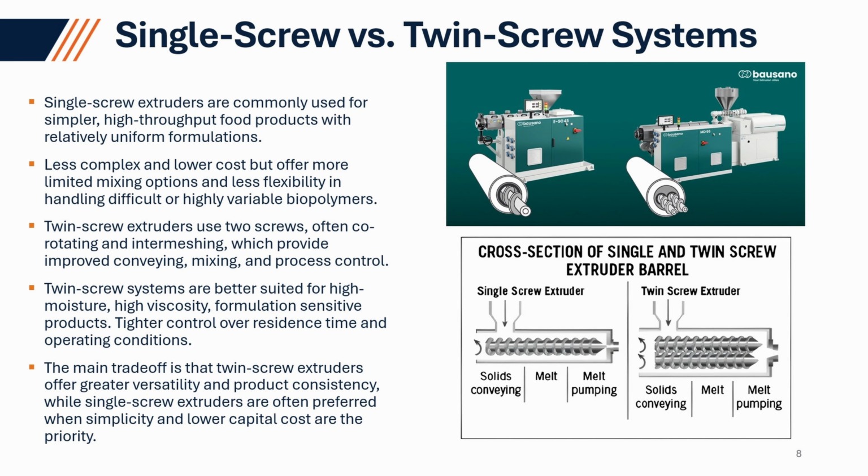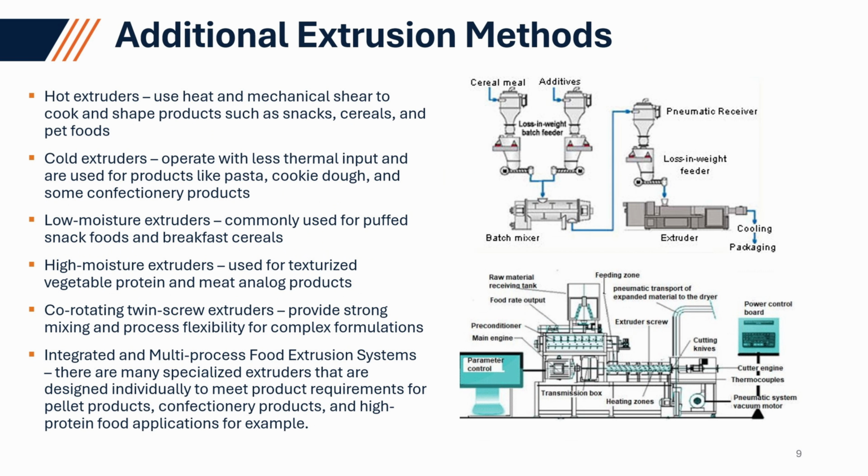Now on to single screw versus twin screw extruders. These two systems are very similar to extruders we've already discussed in class. Single screw extruders are typically used for simple, high throughput products and are generally less complex and lower in cost. Twin screw extruders are more expensive, but they offer greater versatility, better process control, and better performance when handling more difficult or formulation sensitive materials. So overall, single screw systems are preferred for simpler production, while twin screw systems are better for more complex food applications. In addition to the basic single and twin screw configurations, there are several different ways to classify food extrusion systems based on process conditions and product type.